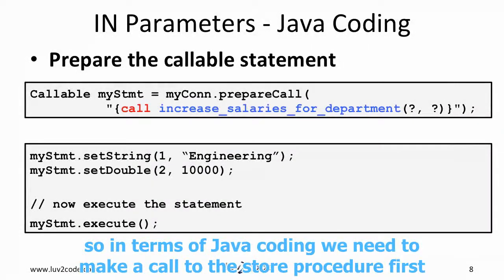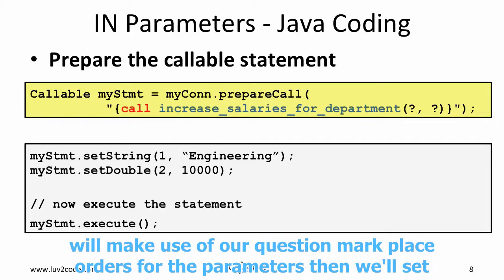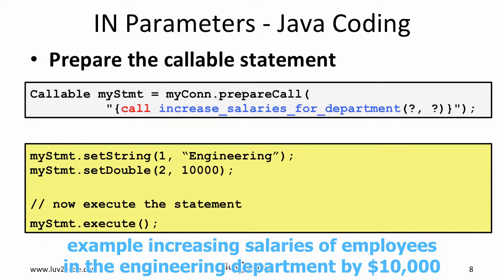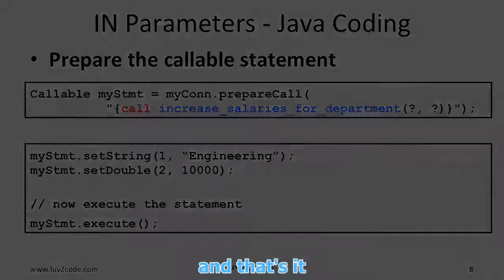So in terms of Java coding, we need to make a call to this stored procedure. First, we prepare a callable statement. Since this stored procedure takes 2 parameters, we'll make use of our question mark placeholders for the parameters. Then we'll set the parameter values by calling the appropriate setter methods. For this example, we're increasing salaries of employees in the engineering department by $10,000. Once the parameter values are set, then we call the execute method on the statement, and that's it.